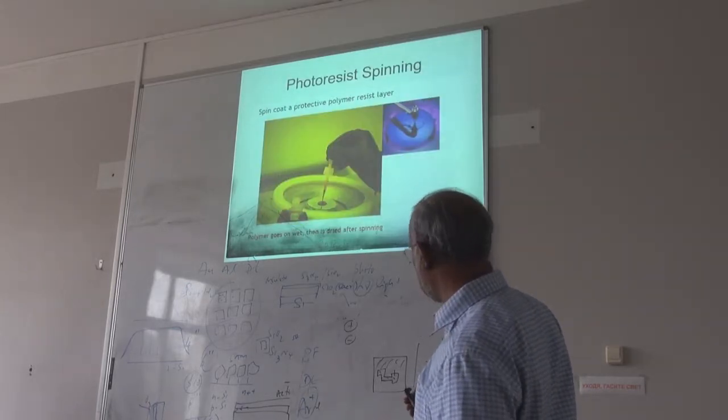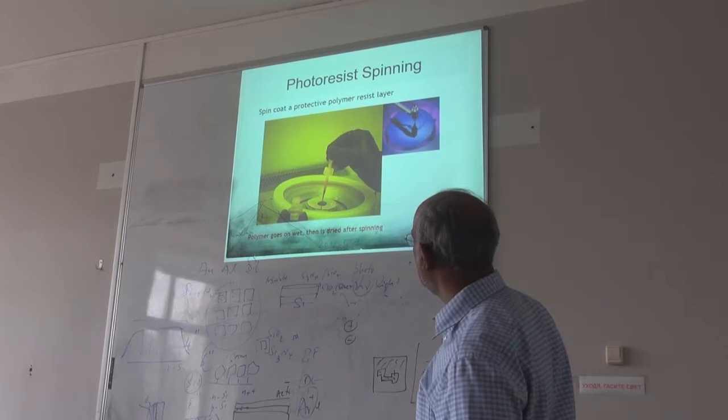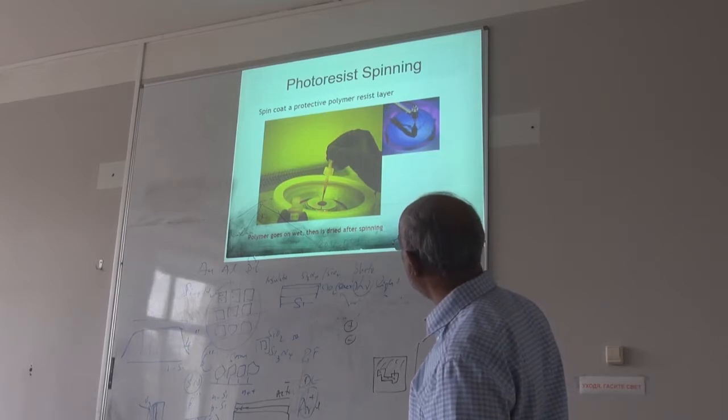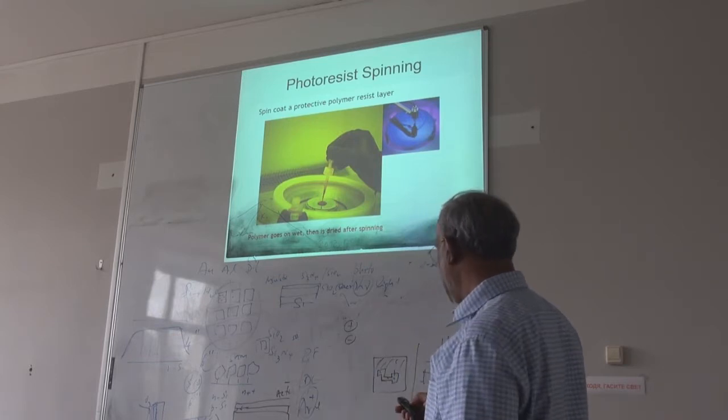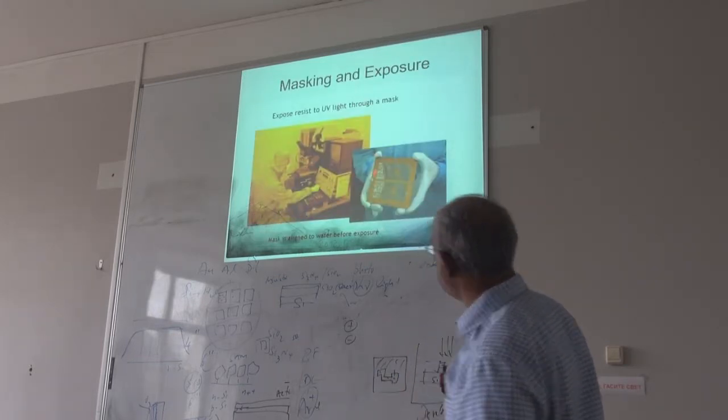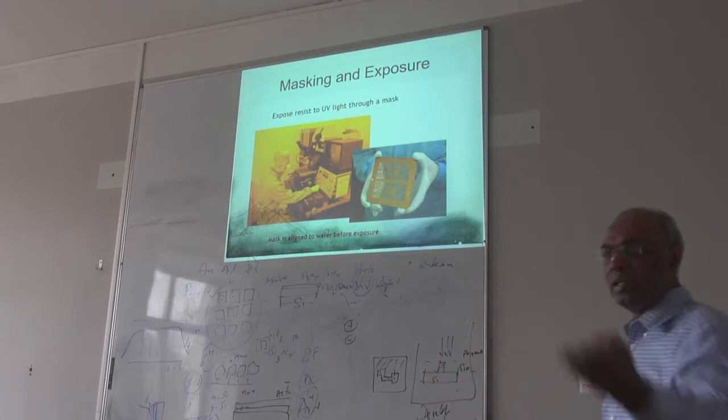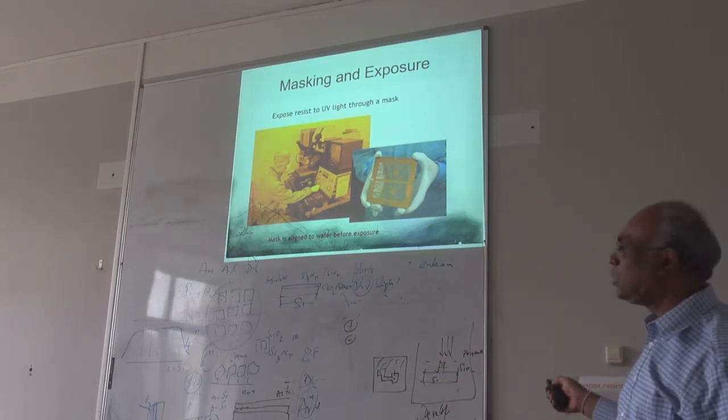Then this is the spin coater. Here you have the wafer. You put your polymer here, then you spin, and it spreads. Then this is the mask. You can order a company to make the mask for you.